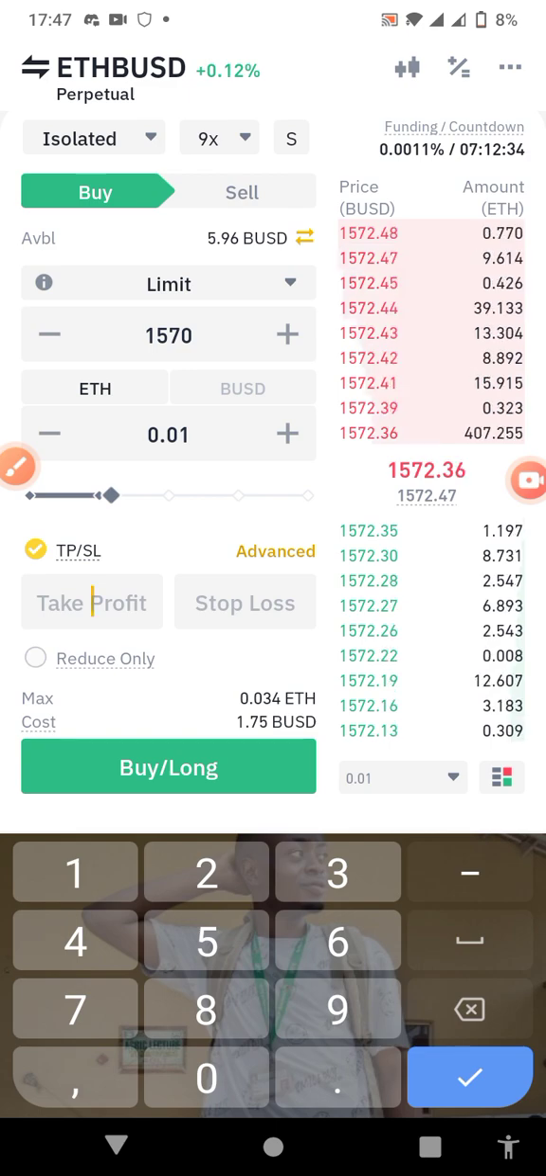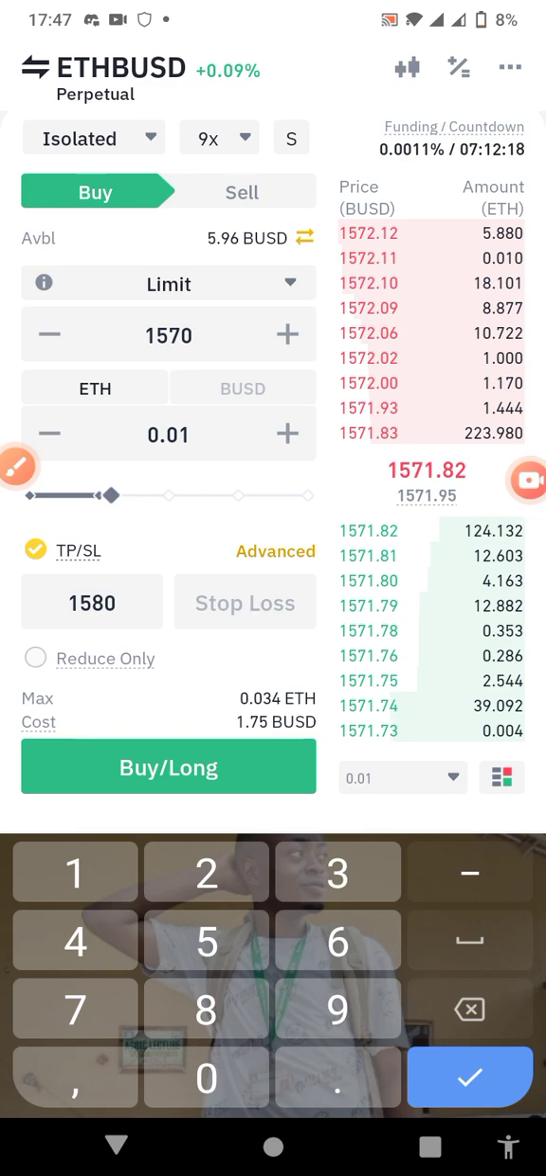Okay, my stop loss, my take profit. Ethereum will rise from 1570 to 1580. That means my take profit will be 1580. Now if I am wrong, because you cannot always be right in trading, I'll put my stop loss.